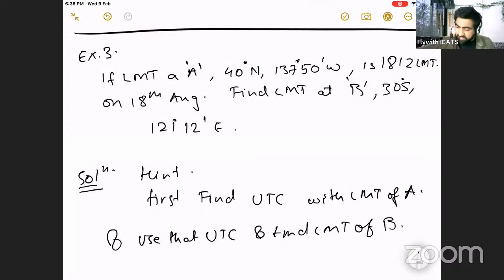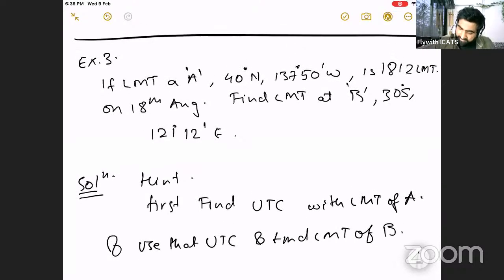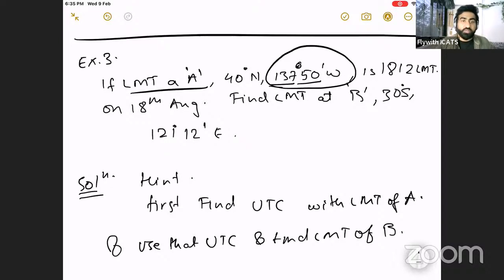It cannot be 30 degrees. What is the meridian of A? What is the meridian at A? 137 degrees, 50 minutes. This is it. This is your D long for A. Good, good. Students, keep asking any doubt that you have. Keep asking, keep clarifying.